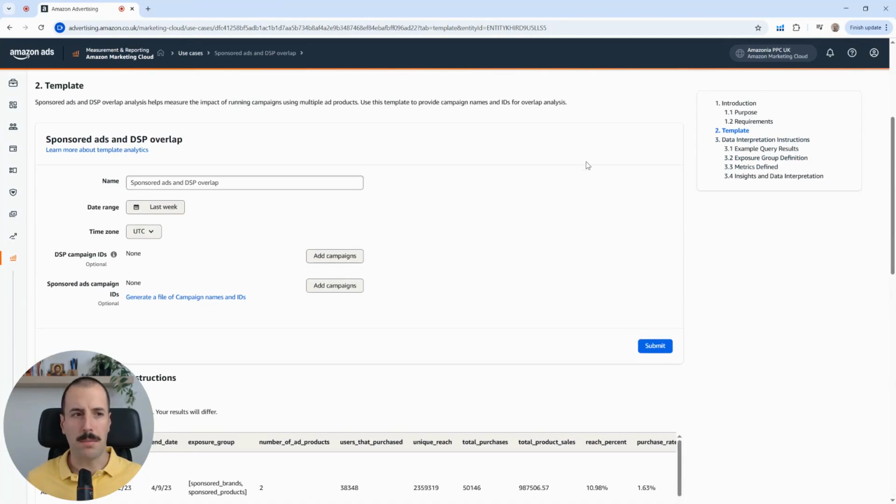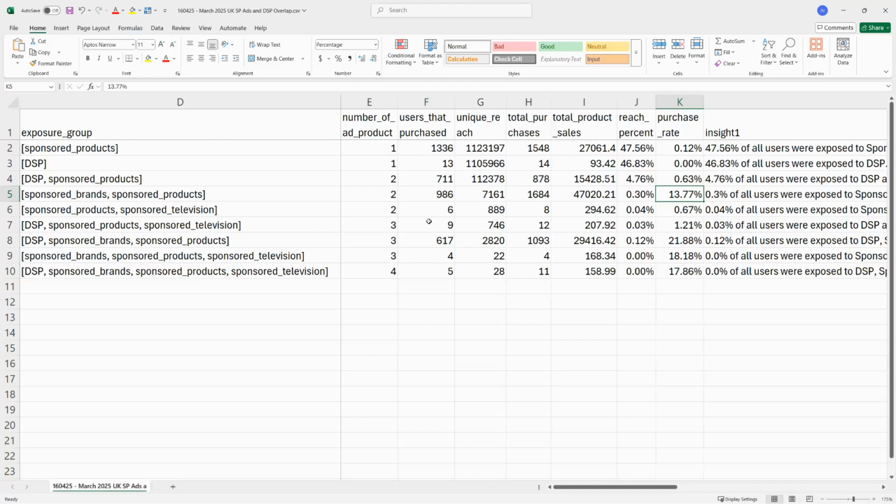So let me now pull up the report and walk you through what we're going to see. Okay, here's the report. On the left, you will see your campaign groups: Sponsored Products, DSP, then DSP plus Sponsored Products, Sponsored Brands plus Sponsored Products, and all the different combinations. You can see the number of ad products here, so whether only a single ad type is used, or two ad types, or three, or maybe even four. Here we used DSP on this account and also Sponsored TV as some form of a test.